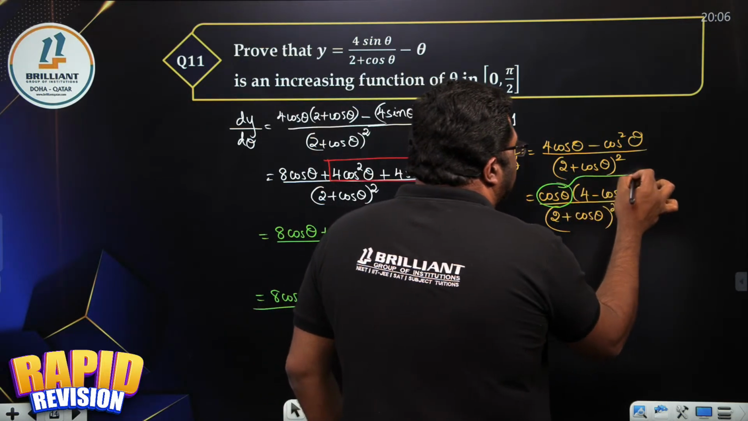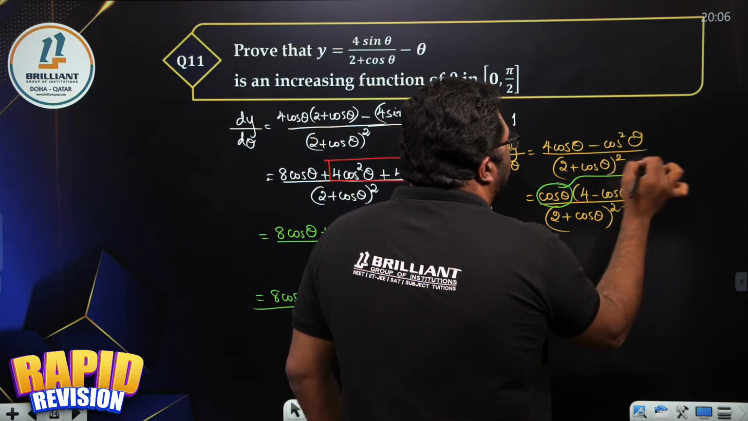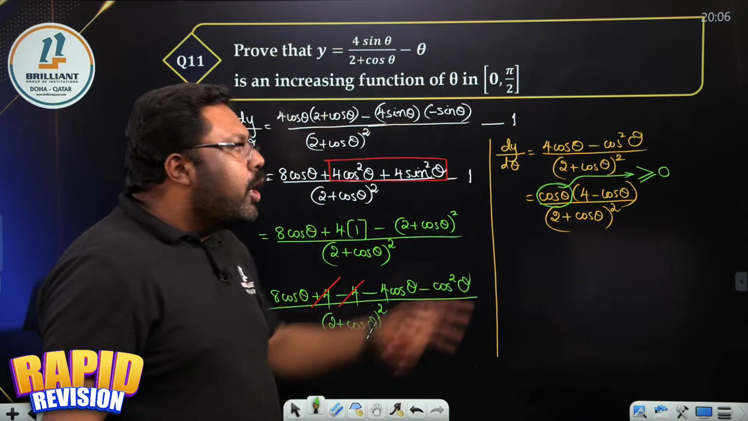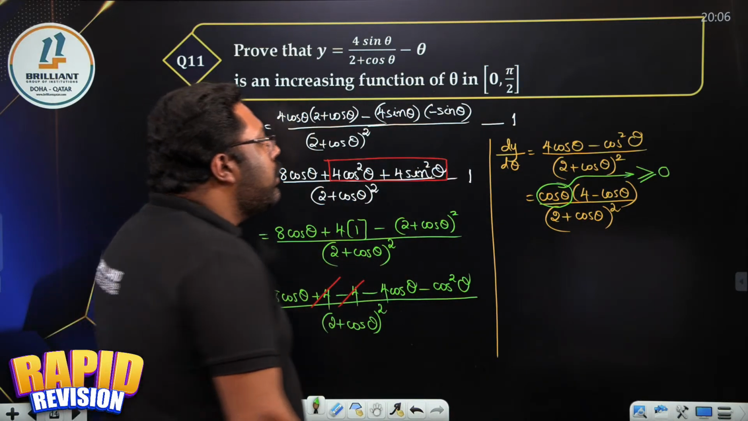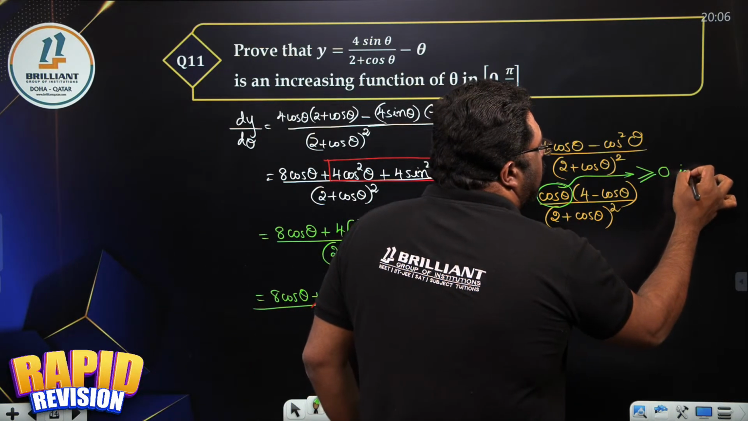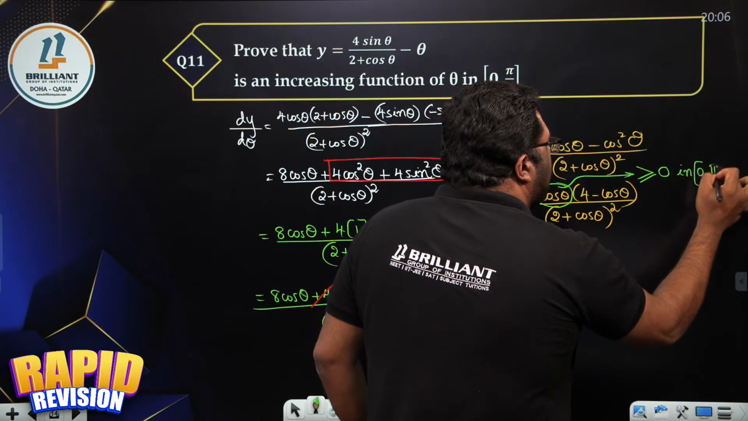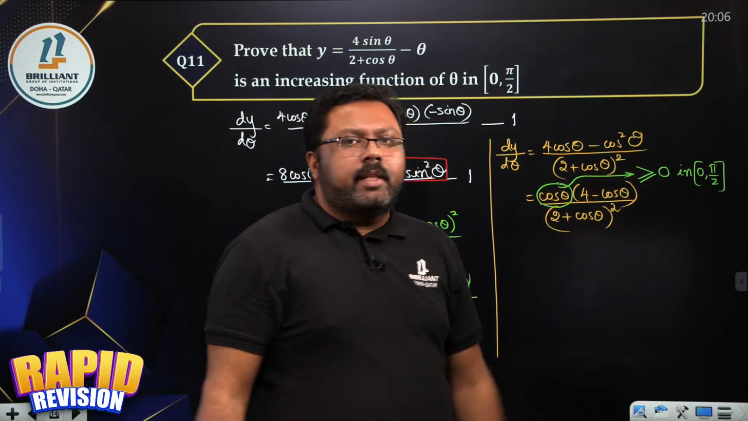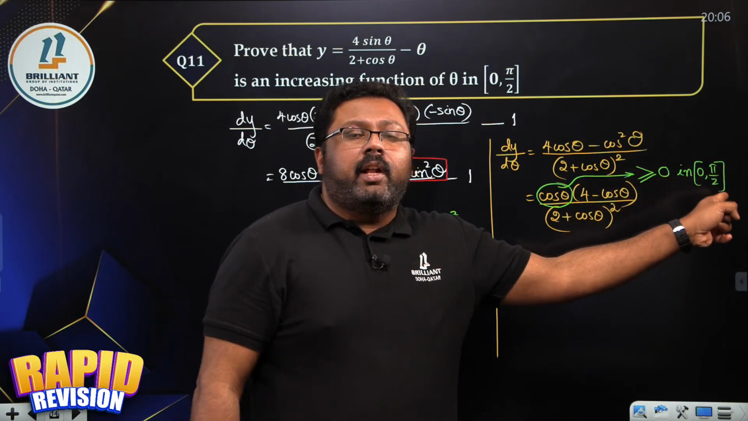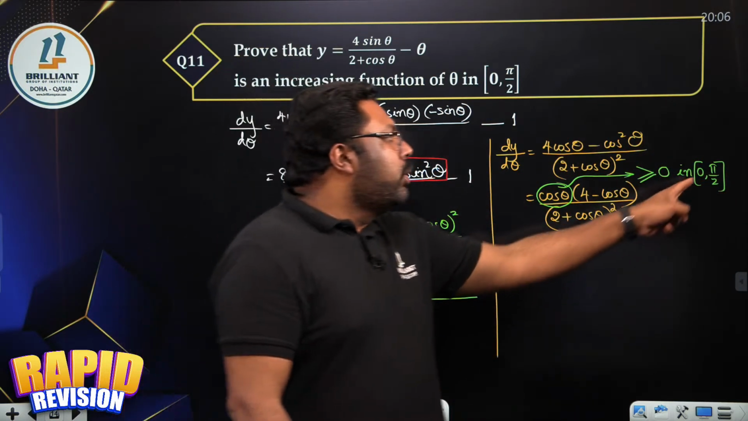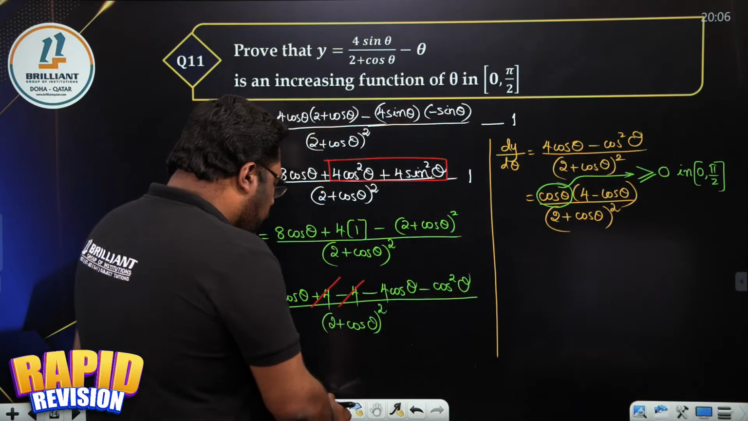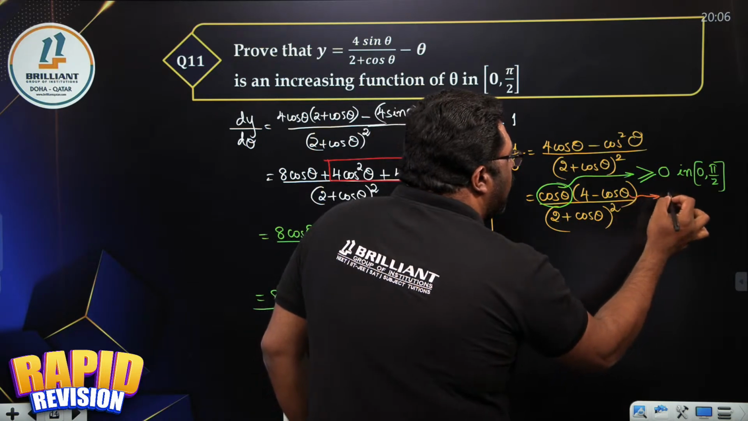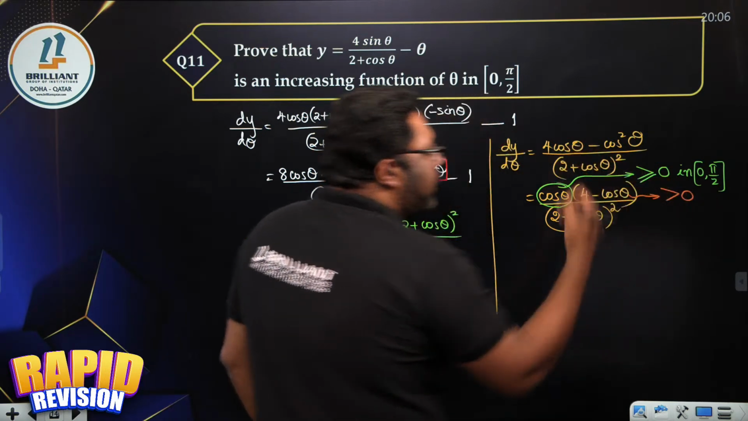Cos theta is greater than or equal to 0 in the first quadrant, 0 to pi by 2. Why 0? Because cos pi by 2 is 0. Pi by 2 is included in the domain, so it can become 0. But this term, my dears, is strictly greater than 0.